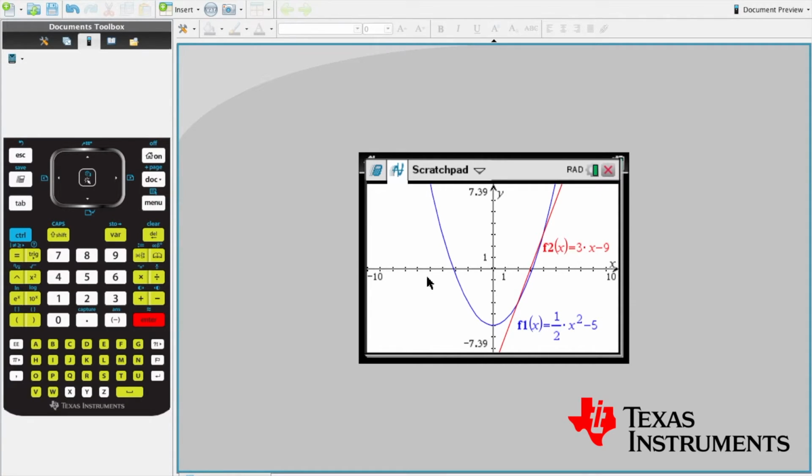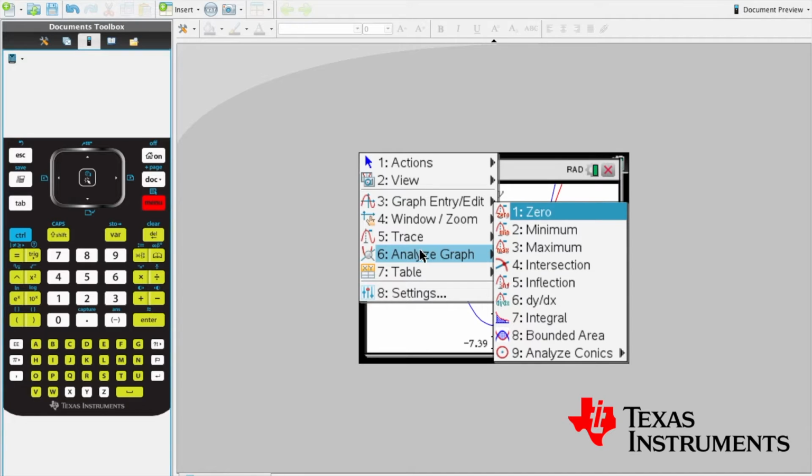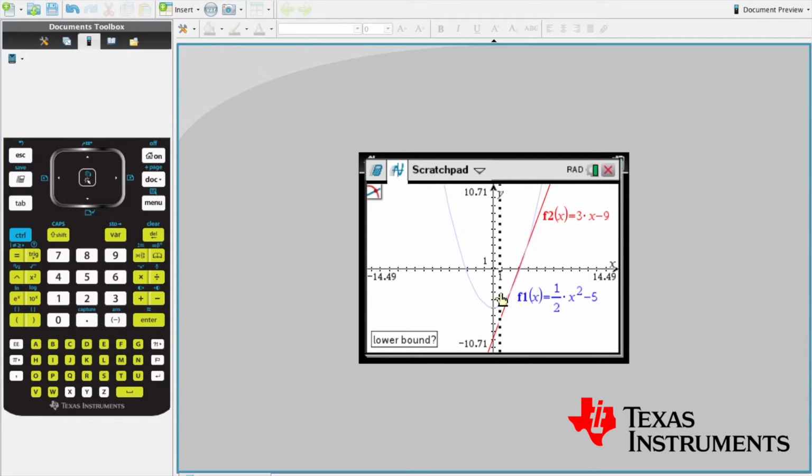So what we want to find now is the two points of intersection. From here we'll go to menu, then analyze graph, and we want to go to number 4 where it says intersection. Then we're going to click our lower bound, and we'll try it about right here, and slide over. Notice how it says intersection now, that it found an intersection. We'll click again to give us the upper bound, and it'll give us that intersection of (2, -3) that we found. All right. So that's one of the intersections. And so we'll repeat that process to find the second point.